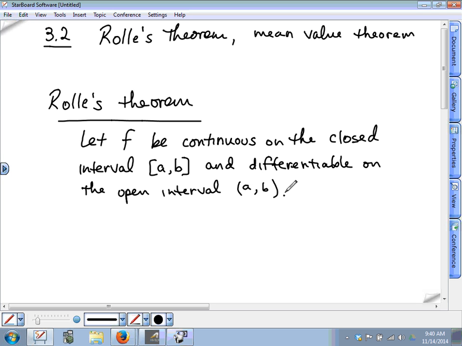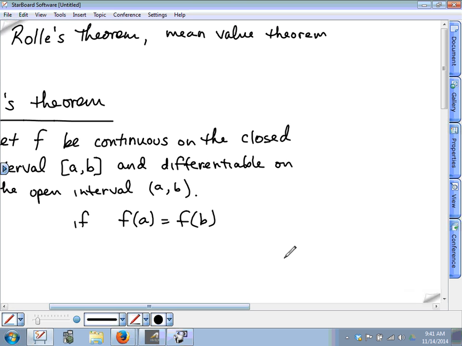So what this theorem says is, if f of a is equal to f of b, what does that mean, by the way? There's an if part and then a then part. But what does that if part mean? If the function values are equal to each other. So the two endpoints give the same function value.